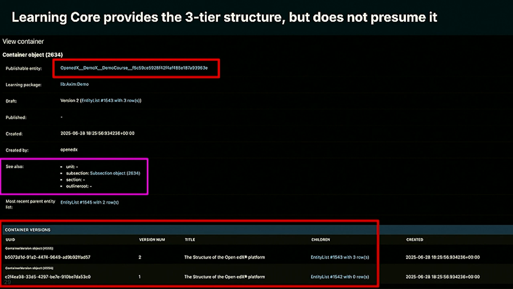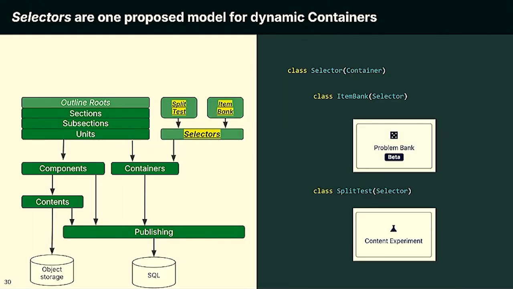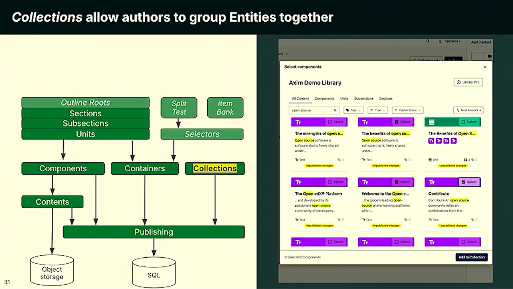The folks on the stage are doing exactly that soon, most likely. We need to support dynamic content in Learning Core eventually, soon actually. And one way we're thinking of doing that is the idea of a selector, which would be a container that shows a different subset of its children to different users. Two concrete use cases of that are a problem bank and a content experiment, where a problem bank would show a random subset of its children to users, and a content experiment would show some subset of its children to different users depending on attributes associated with them. These exist as XBlocks now, and we're going to implement them as containers in the future. And lastly, there's collections, which are a feature in content libraries.